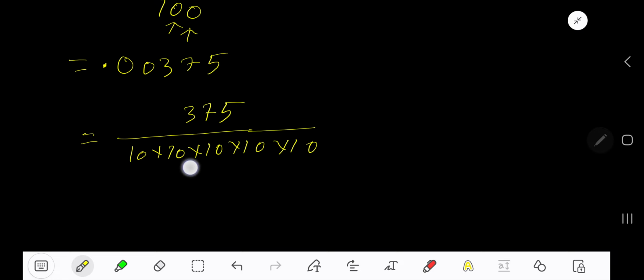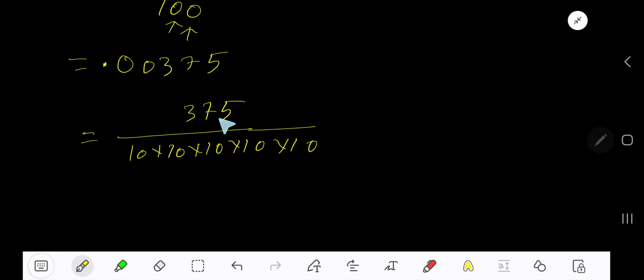Now you need to reduce. This is divisible by 5, and this is divisible by 5. So if you divide, look, what will you get? 375 divided by 5 is 75, since 5 times 7 is 35, and 5 times 5 is 25. And if you divide this 10 by 5, you get 2.